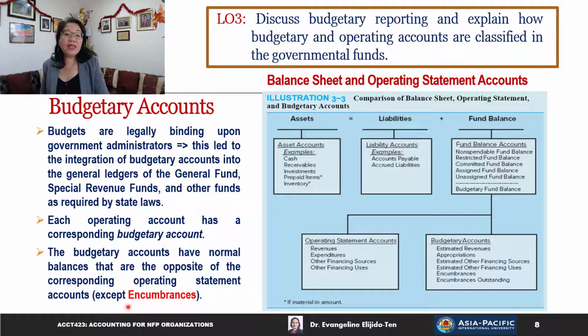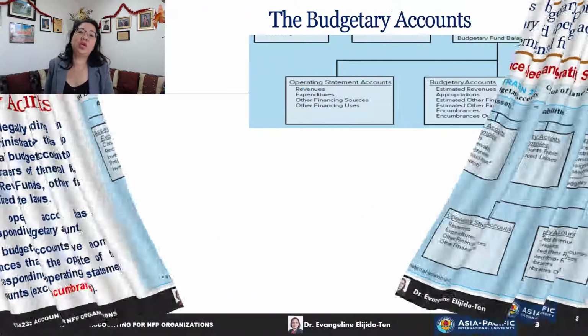All right, with the exception of encumbrances. Because you'll notice that these two extra accounts under budgetary accounts, encumbrances and encumbrances outstanding, do not have any corresponding account in the operating statement accounts. All right, so let's go deeper into this.